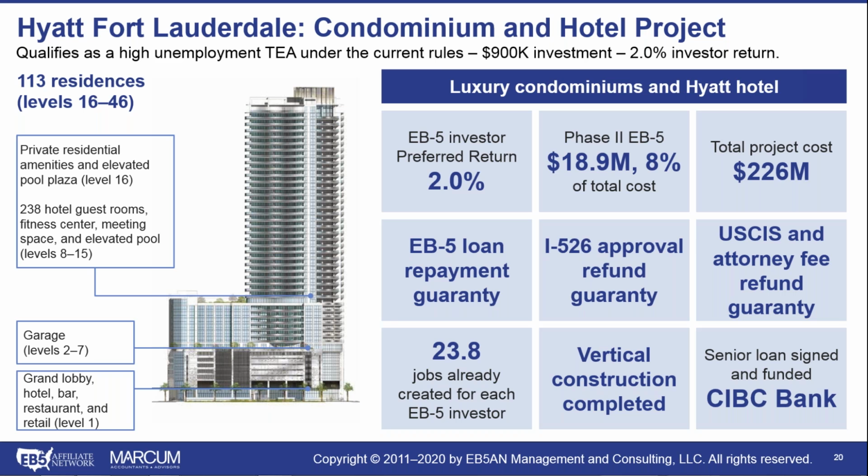We're raising a total of $18.9 million of EB-5 in this phase two out of a total project cost of $226 million. There's lots of different guarantees and things in place to help make this a very safe investment from an immigration and a financial risk standpoint. And there's already a senior lender, CIBC, that's funded over $100 million into the deal. So if you're interested in learning more about this deal, please reach out to us and we can ensure you're accredited and provide any more information on it.